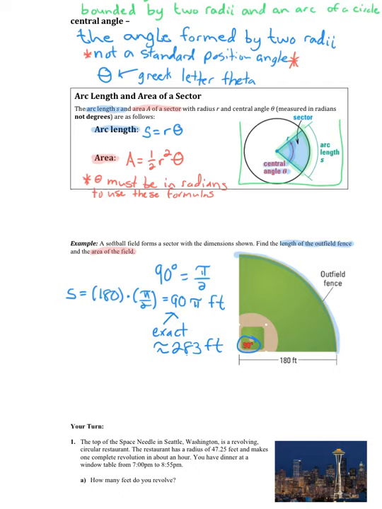Sometimes if we don't have a calculator, we can find the exact answer and just leave it as 90 pi. If I need to find an approximate answer, just go ahead and put it in your calculator and then round to the nearest foot or tenth of a foot, whatever the problem's asking you to do. For the second part, looking for the area, we're going to do 1/2 times our radius squared times our theta, which is pi over 2. Very important here, we got to follow our PEMDAS, order of operations. We have to square the 180 first.